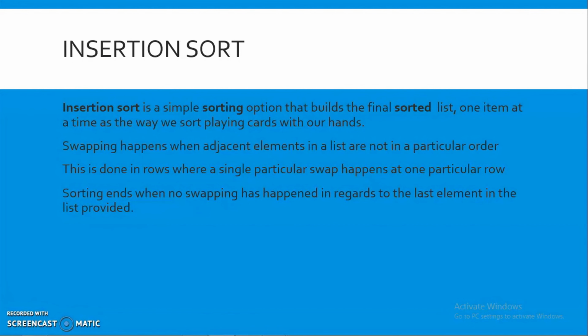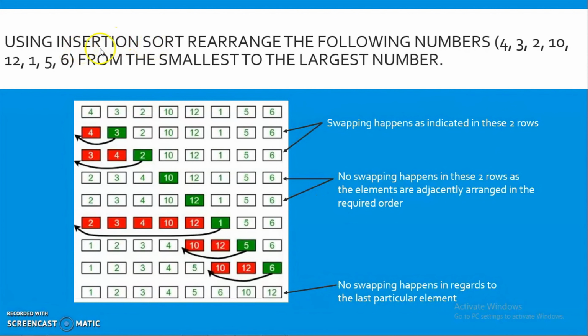Sorting will end when there is no swapping and you've gotten to the last element in the list provided. So when you get to the last element, if you're given 6 elements, once you get to the 6th element and no swapping has happened, we can now say the sorting of those elements has ended. So I have an example here using insertion sort. Rearrange the following numbers. The numbers you've been given are these ones. You're supposed to rearrange them from the smallest to the largest.